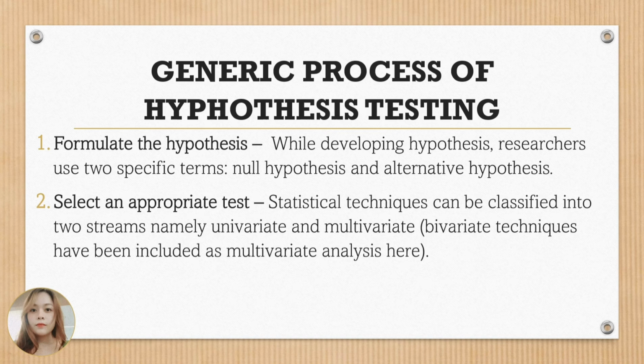Number two, select an appropriate test. Statistical techniques can be classified into two streams, namely univariate and multivariate. Univariate techniques are appropriate when there is a single measurement of each element in the sample, or there are several measurements of each element but each variable is analyzed in isolation. The major difference between univariate and multivariate analysis is the focus of analysis: univariate techniques focus on averages and variances, while multivariate analysis techniques focus on the degree of relationships.